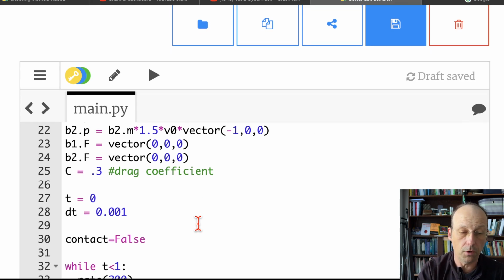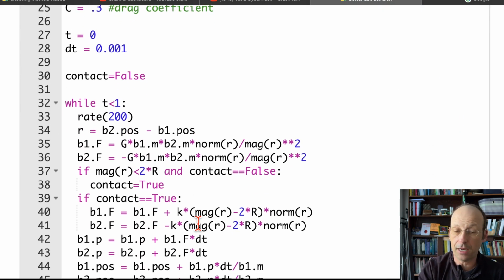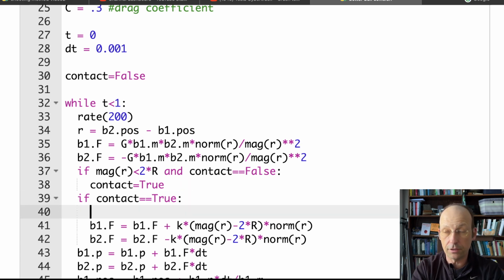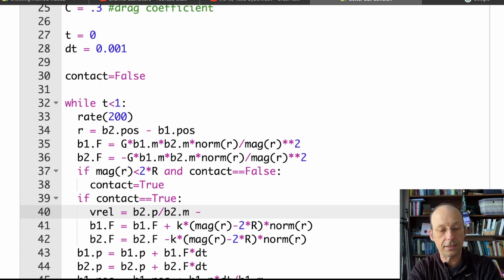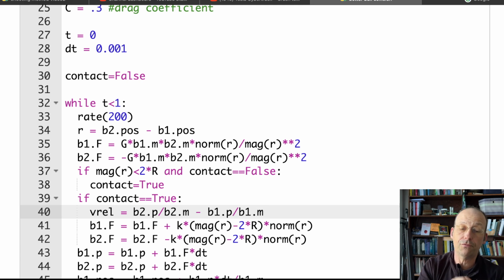Now I want to add my radial drag force. That's the part that I really want, right? I got everything in there. So let's just say the following. If contact is true, I have my R, but I need to calculate the relative velocity. So VREL is going to be b2.p divided by b2.m. That's the velocity minus the velocity of 1, b1.p divided by b1.m. So that's v2 minus v1.